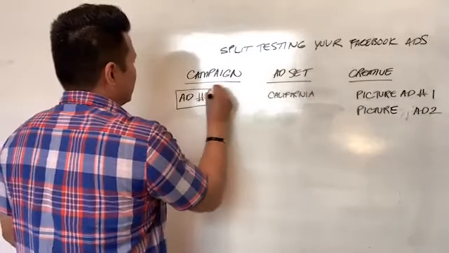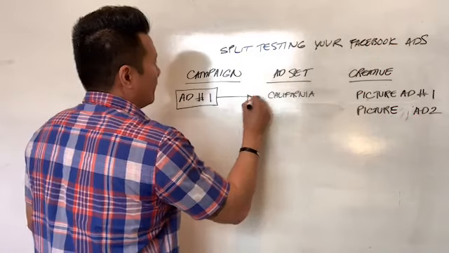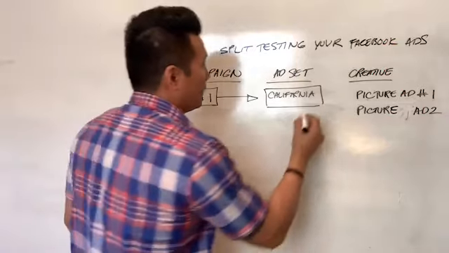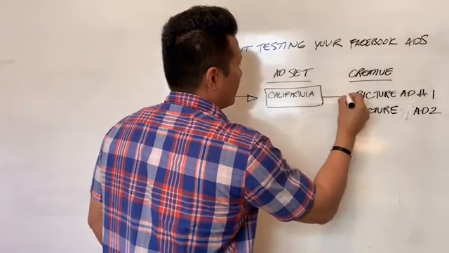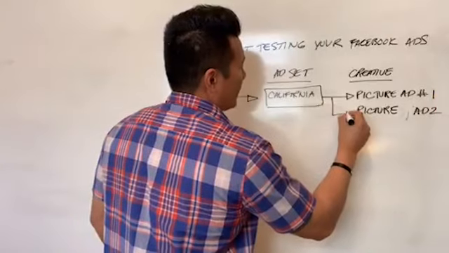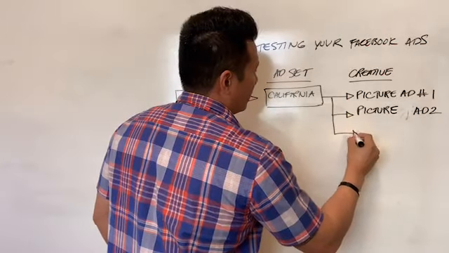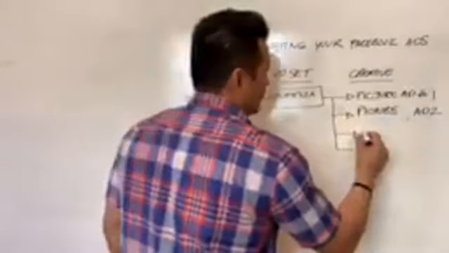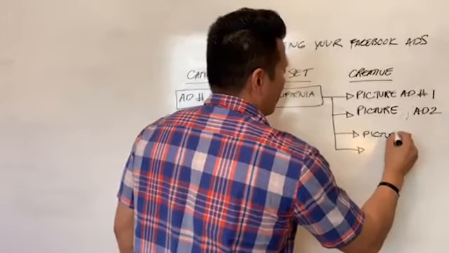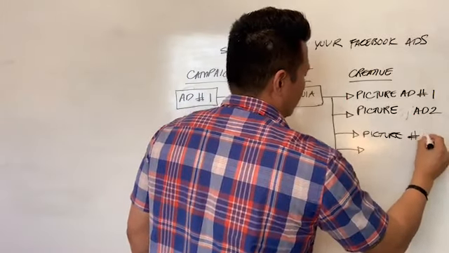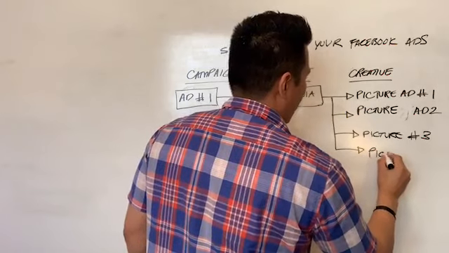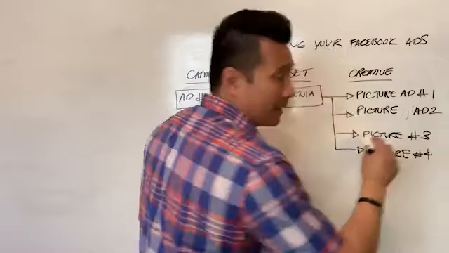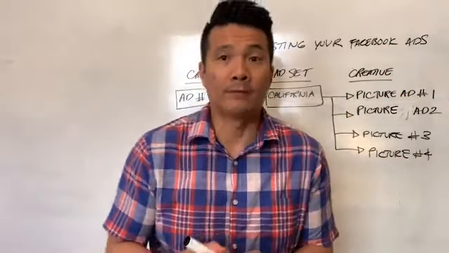So this is basically how it's going to work. This is the ad. Your ad set is targeting people in California, and what you're going to do is create multiple creatives, right? So picture ad number 1, picture ad number 2, number 3, picture ad number 4. I always like going with 4. You can do more, definitely, it's totally up to you, right?